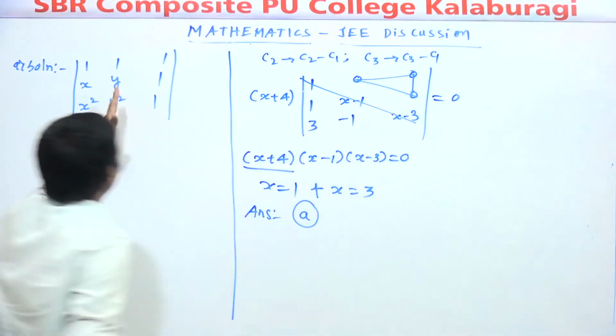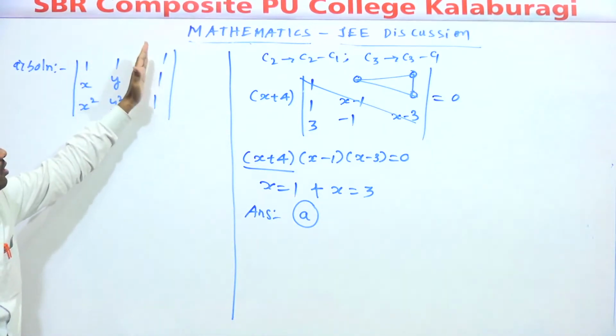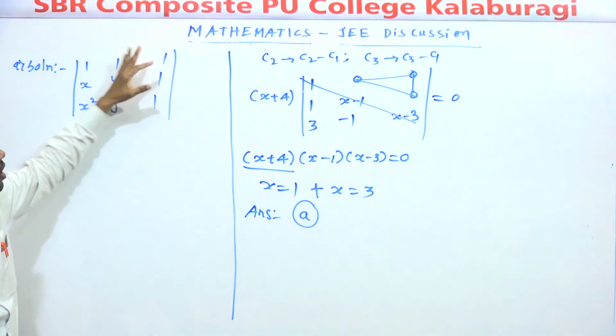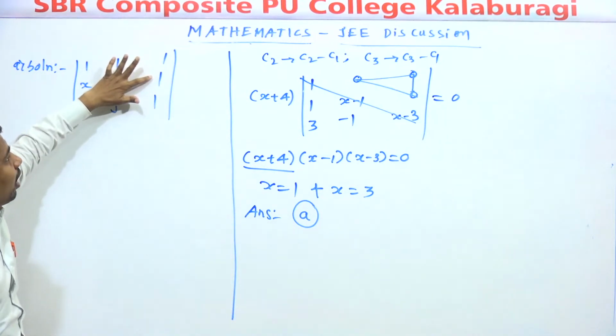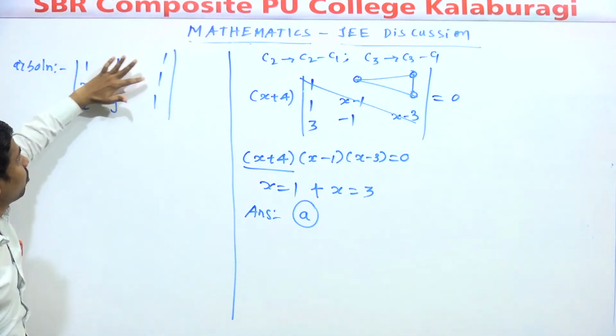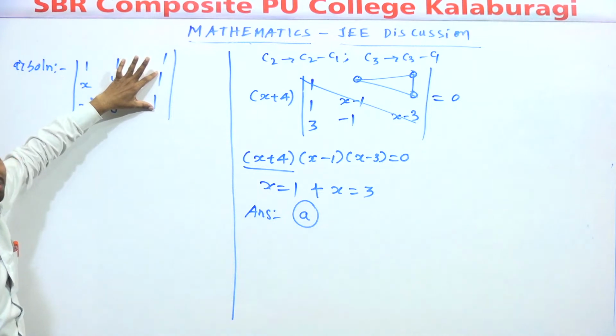Here, which column is 1, 1, 1? This is C1, C2, C3. So C3 is 1, 1, 1. Let us make the other elements 0. How to make this element 0? This comes in R2, right? So R2 minus R1, R3 minus R1, so that each term becomes 0.